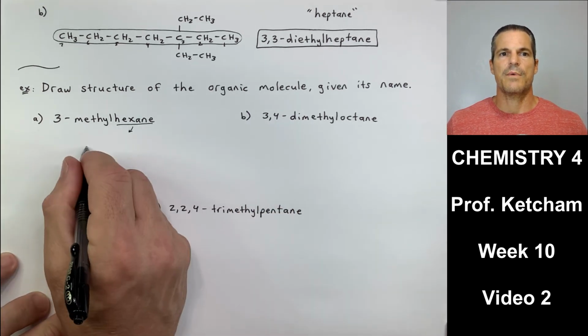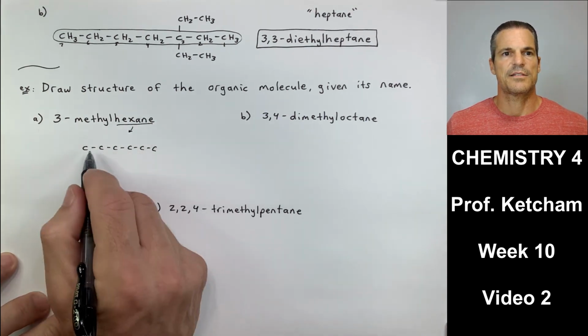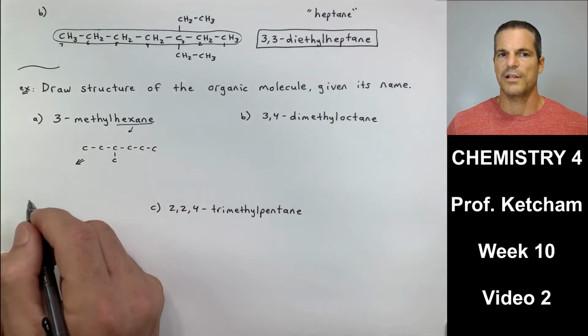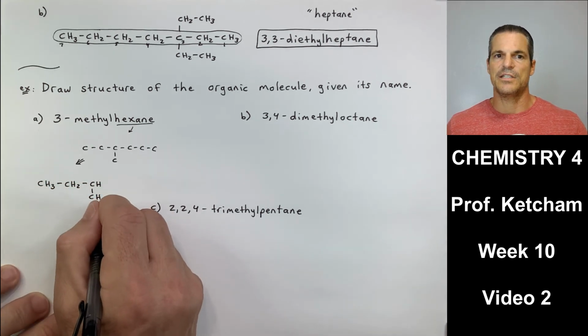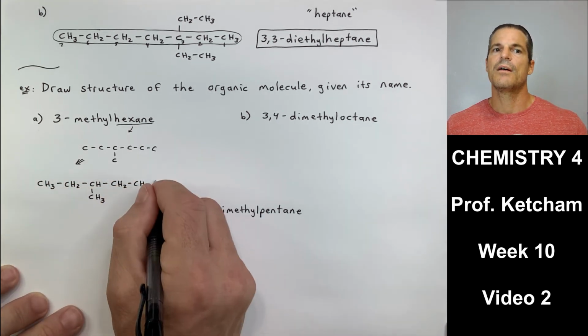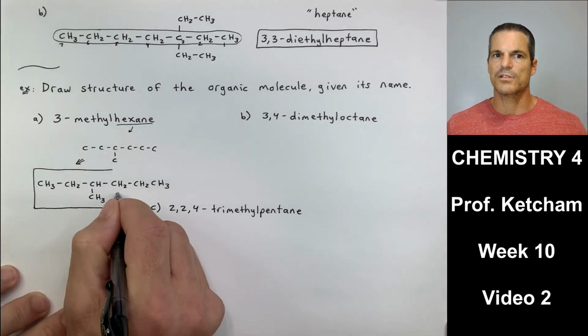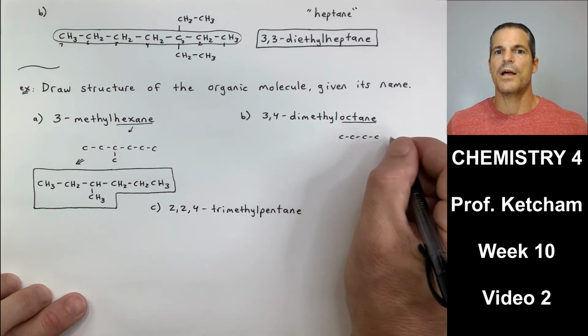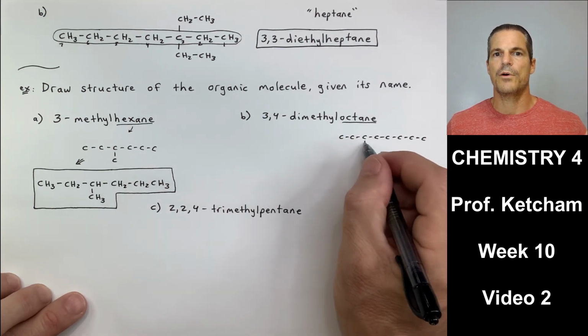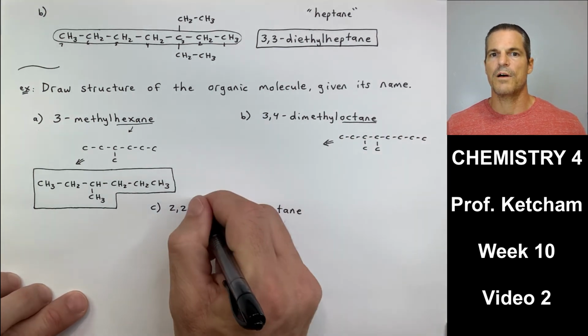So see how I draw out my hexane for A? And then I just say, oh, 3-methyl, boom, pop it on there like that. Really bare bones. But to get the answer right, and you can see I'm going to put a box around the proper answer, I've got to put all the H's on those carbons. For B, I see the octane. I draw out 8 carbons, and I put my methyl group on 3, methyl group on 4.